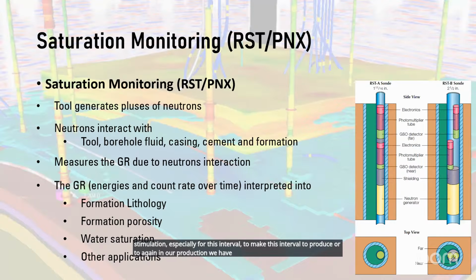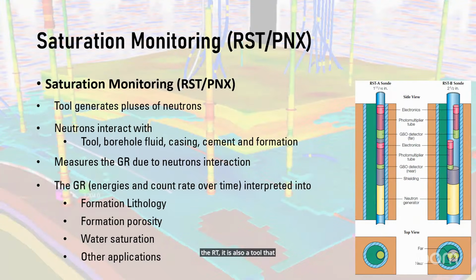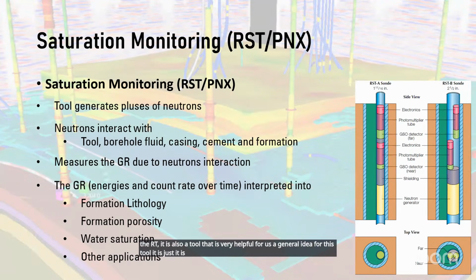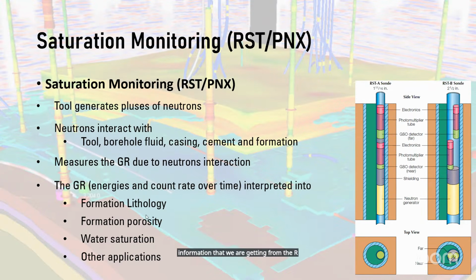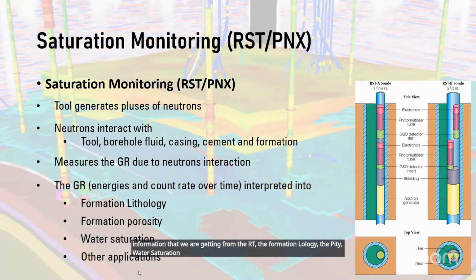Then we have the RST. It is also a tool that is very helpful for us. Okay, a general idea for this tool: it emits neutrons, and when these neutrons come to the molecules in the formation, they are captured. Then this capturing results in gamma rays. So the tool measures the gamma ray responding from the formation. The information that we get from the RST includes the formation lithology, porosity, water saturation, and some other applications like the wellbore fluid and so on.